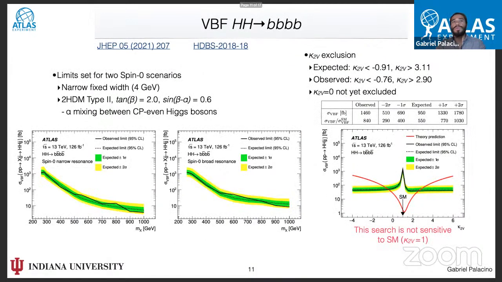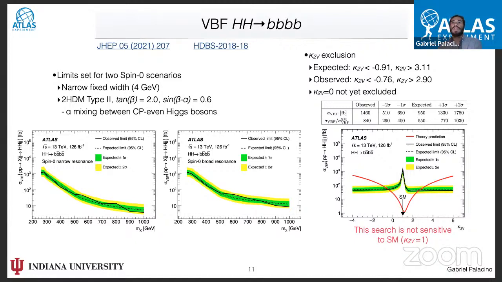So moving on to the results. In terms of the resonant search, two sets of limits have been derived. One for this one specific narrow fixed width of 4 GeV. So this is a very narrow resonance. And then we have the two-Higgs-doublet model type 2, in which the width of the resonant mass goes from 10 to 20%. And then I guess the more important or the more interesting part for many people is this kappa 2V exclusion.